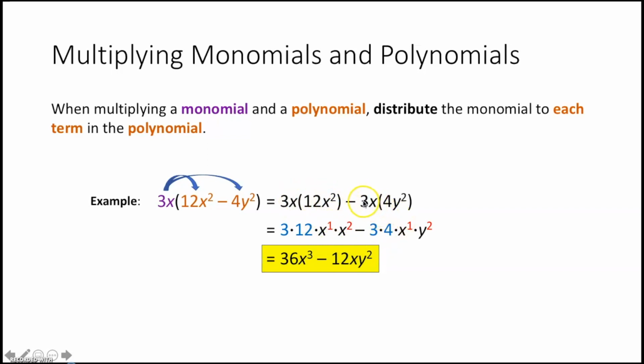Again, over here, when you multiply the -3 times 4, you get -12. X to the first times y to the second. Please don't add those exponents together. These are not like bases. This is the x, this is the y. So you just leave it x to the first, y to the second.